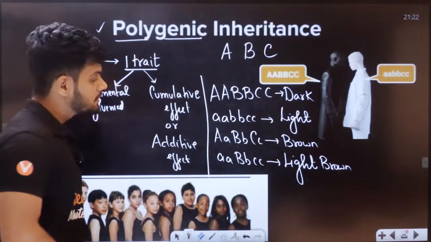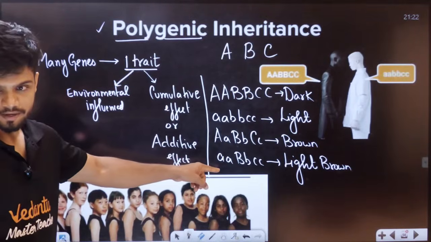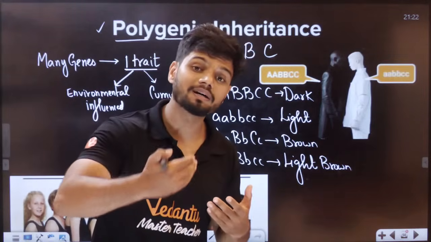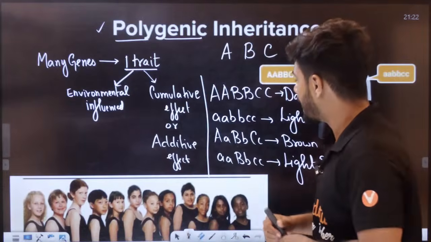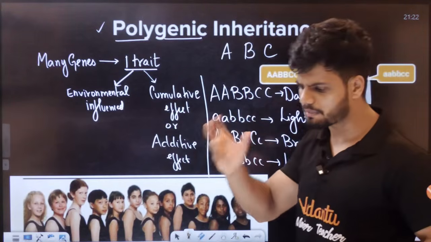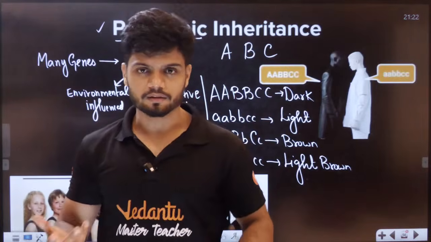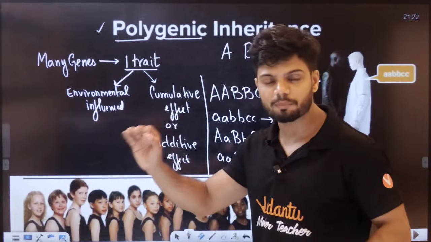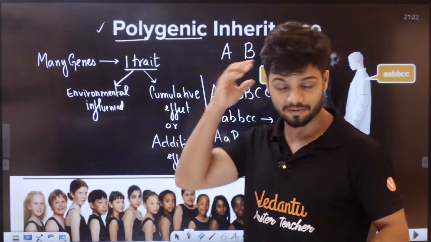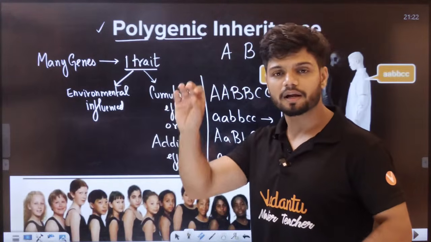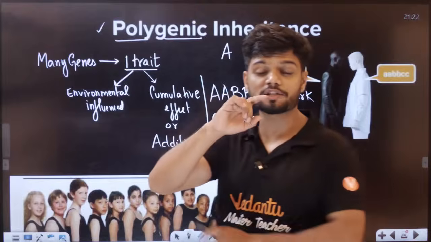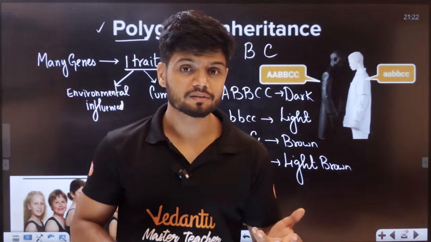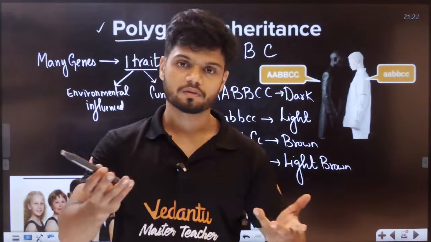So do you notice, this is called the cumulative effect, where the more dominant alleles are present, the stronger is the expression. And it is also environmentally influenced. Students, what do I mean by that? Let's say this person here. If I keep this person in sunlight every single day, 4 to 5 hours throughout the year, will the skin color change, students? Yes or no? There will be something called tanning. Tanning will happen. So it is environmentally influenced.